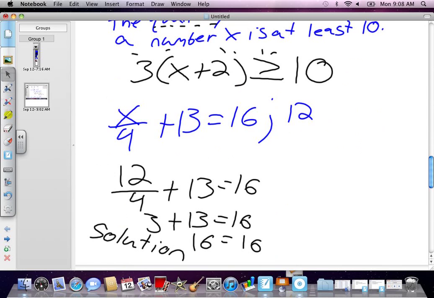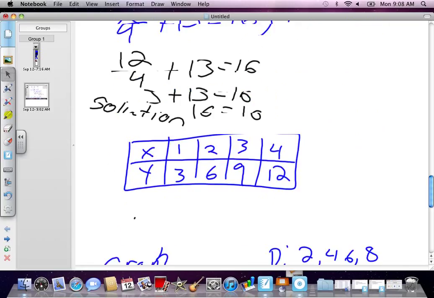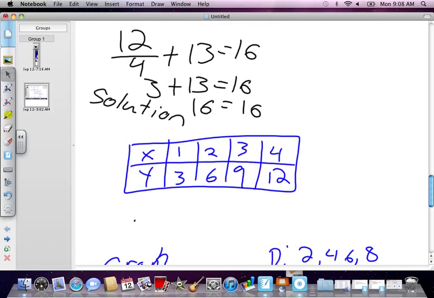I'm going to move it up. What is the rule for this function? 1 goes to 3, 2 goes to 6, yes? 3x. Y equals 3x. 2 times 3 is 6, 3 times 3 is 9, 4 times 3 is 12. That works.